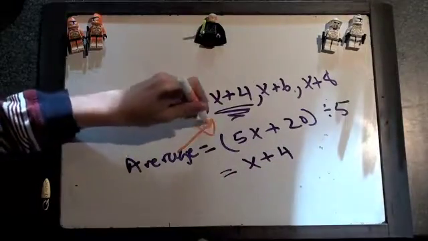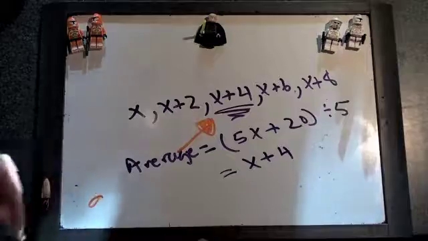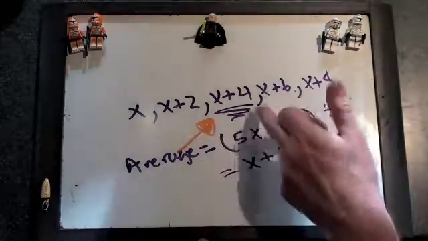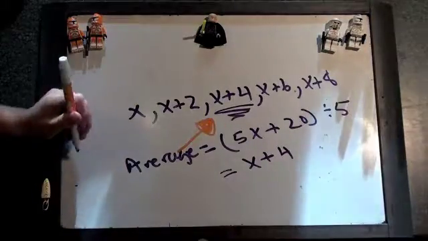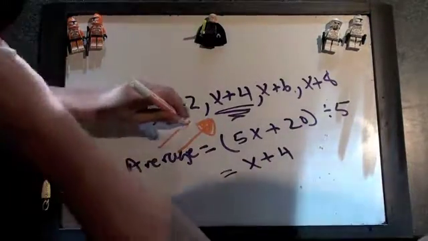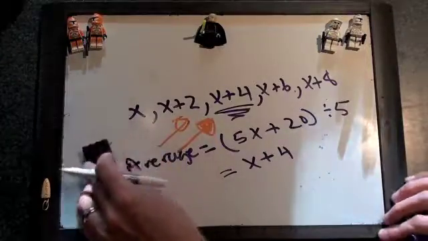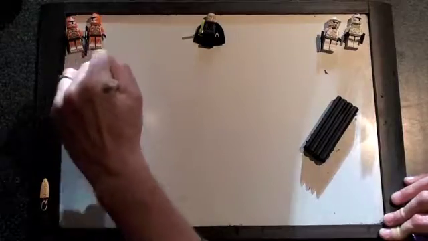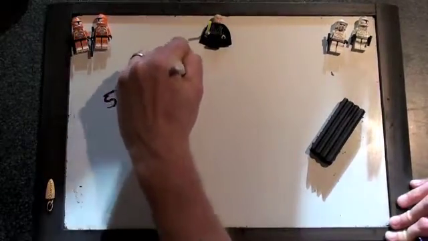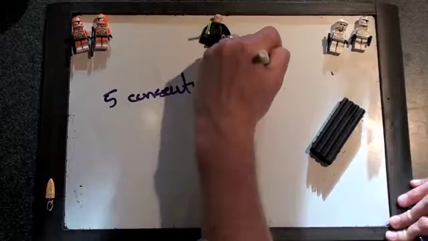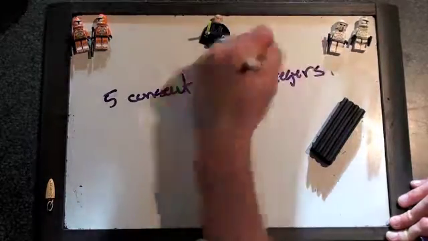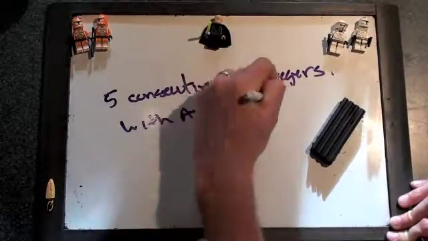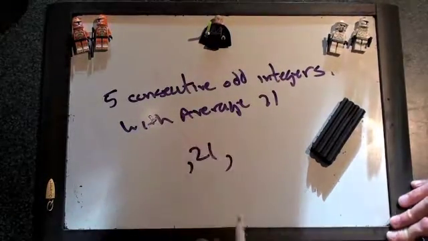So it turns out, again, when you have 3 consecutive odd integers, the average seems to be the number in the middle, and when you have 5 consecutive odd integers, it seems to be the number in the middle as well. So we had 5 consecutive odd integers, and the average was 21, right? So that means 21's in the middle.